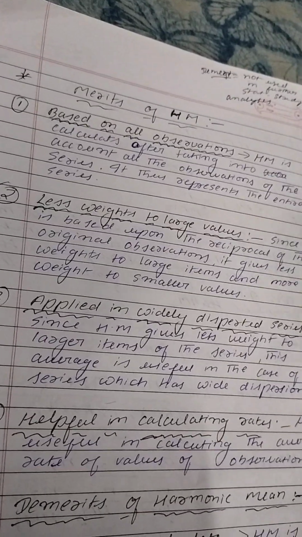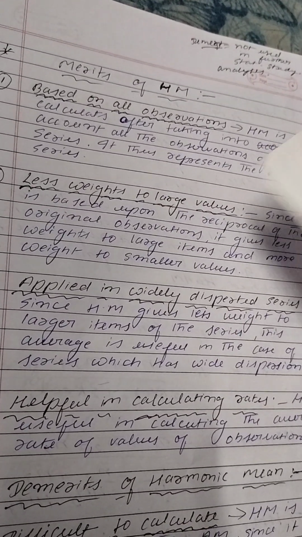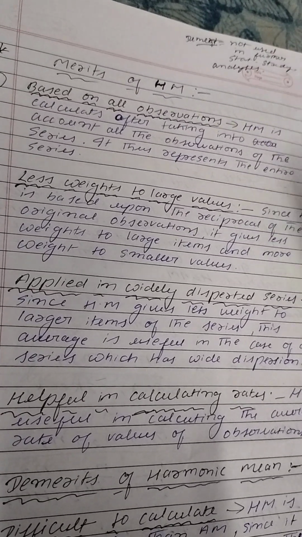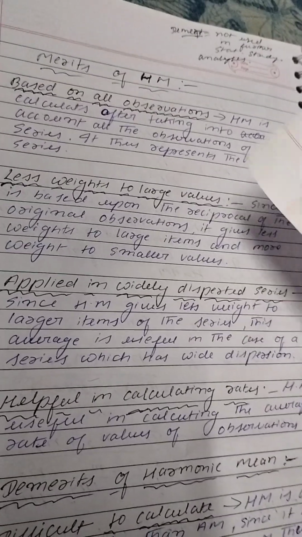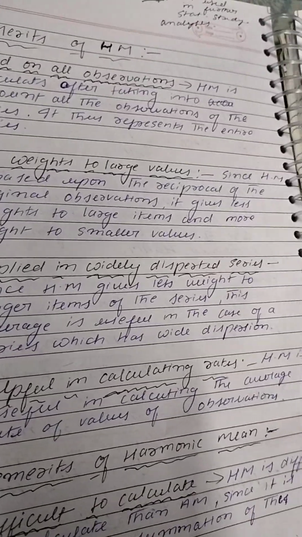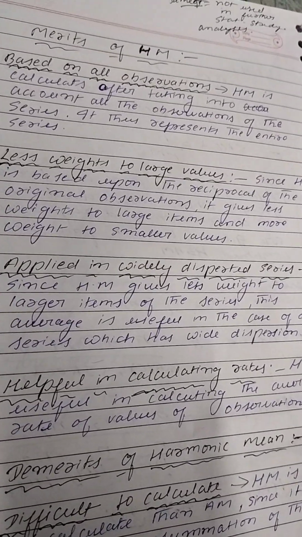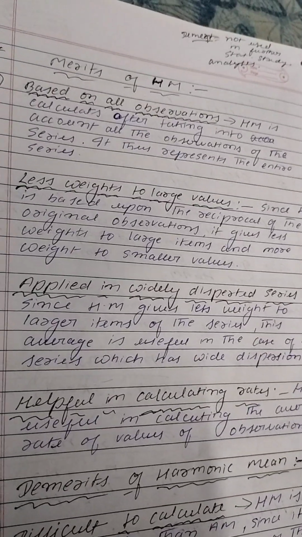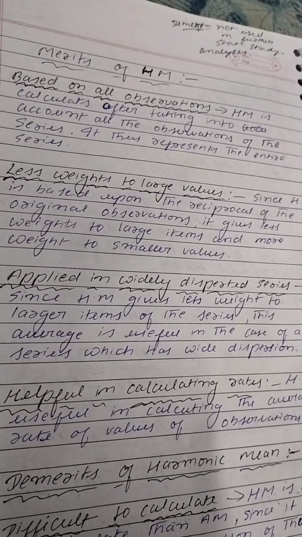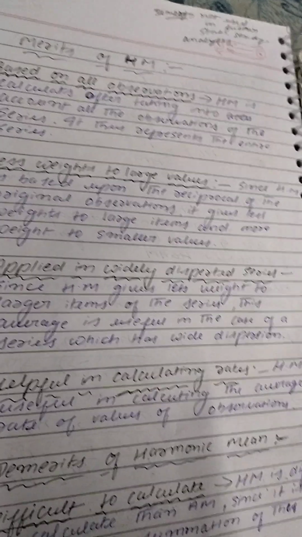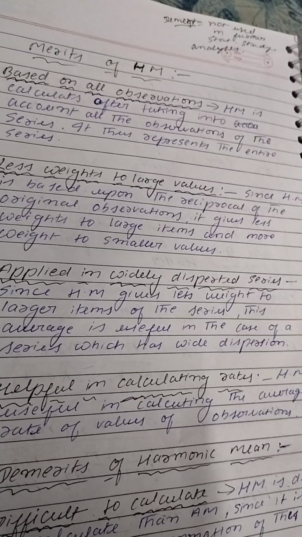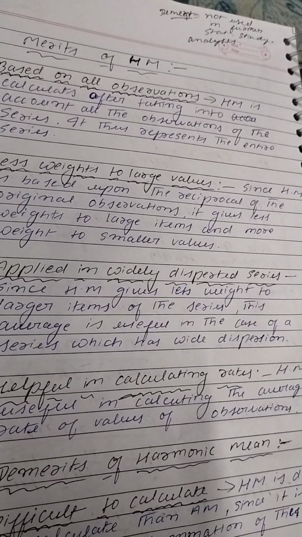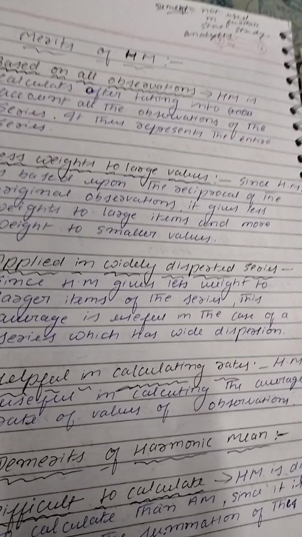Then move to the second one, which is less weight to large values. Here the large observations don't impact the harmonic mean. Since the HM is based upon the reciprocal of the original observations, it gives less weight to large items and more weight to smaller items. When you reciprocate the value, the whole scenario changes.